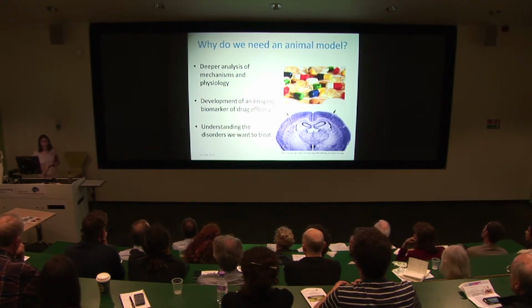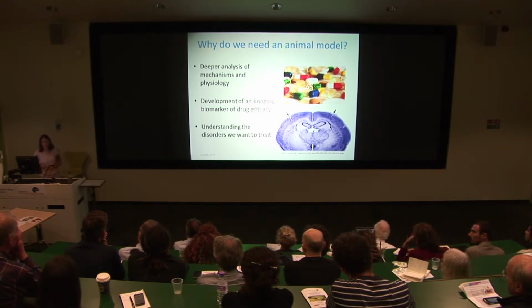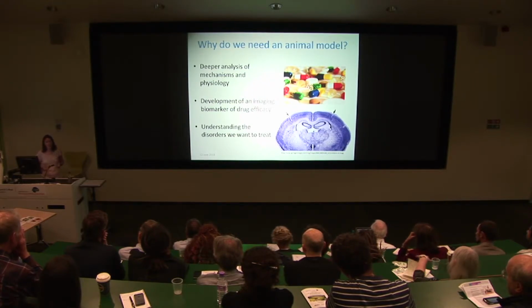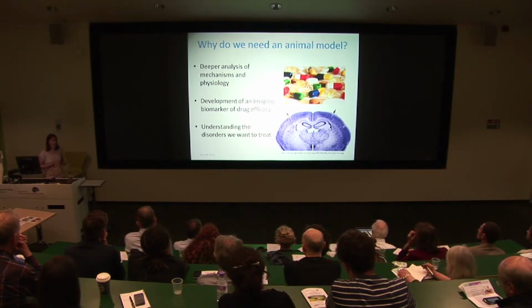And ultimately, what we can do with that kind of information is, if we're interested in developing a hallucinogen as a depression treatment or an OCD treatment, we can understand more about how the drug works, develop the imaging as a biomarker for these drugs, or maybe even understand a little bit more about the disorders that we want to treat by knowing what's effective in treatment.